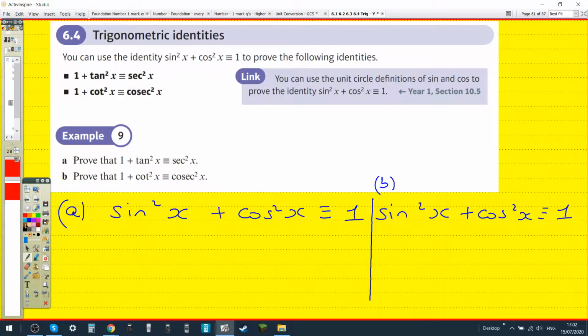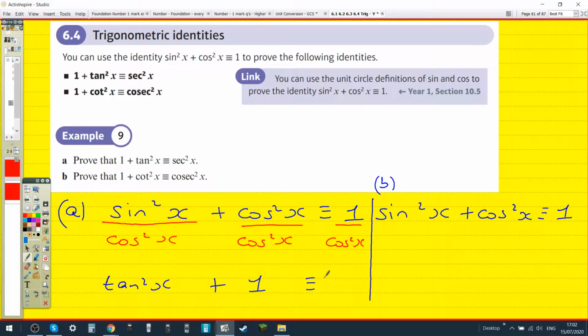This one has tan. How do you go from sine and cos to tan? Divide by cos. Yeah, so in this case, divide by cos squared x. What do you get? Tan squared x plus 1 is the same as 1 over cos squared x. What do you call 1 over cos? Sec x. Yep. Sec squared x. That's it. And then we just swap those around to make it look like what they wanted it to look like.